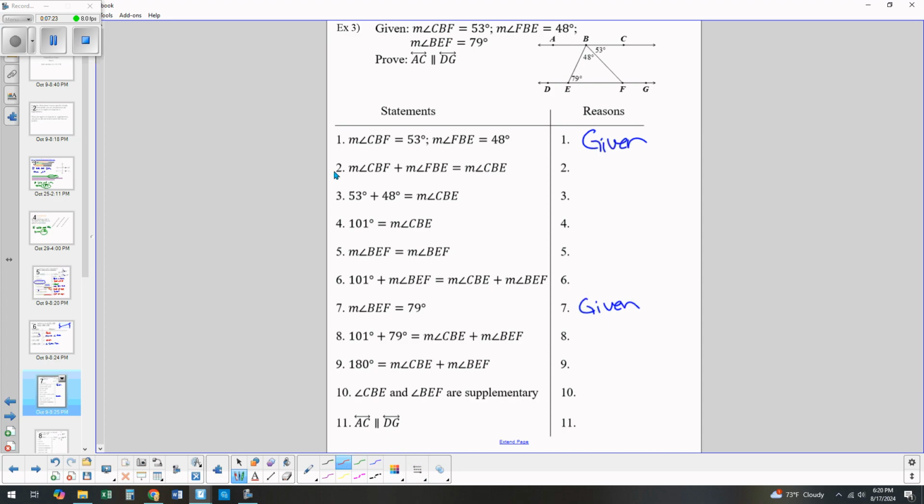All right, so step 2. Step 2 has nothing to do with step 1. I don't see those numbers appearing again. I see a CBE that wasn't even here. So if I look at the picture and I say CBE is equal to CBF, this one here, plus FBE, this one here, I'm saying this big angle is equal to the sum of the two smaller angles. That is the angle addition postulate.